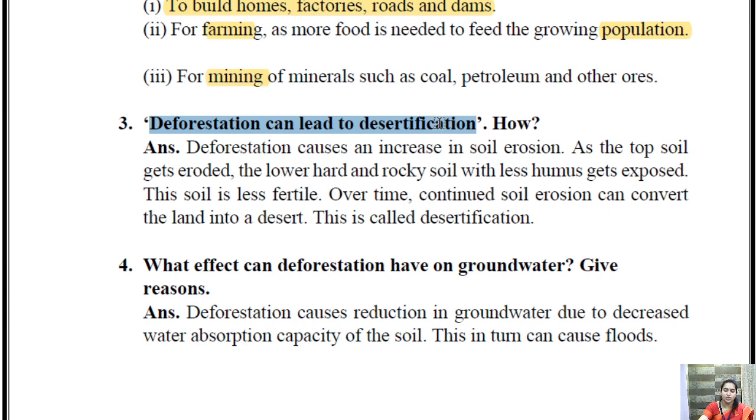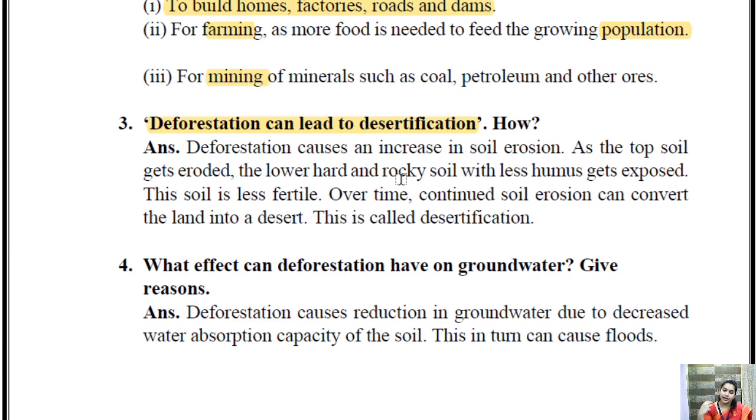Deforestation can lead to desertification. How? This top point, I think it is clear to you, but again I am explaining it. Deforestation means cutting down of trees, correct? So when we are cutting the trees, we are cutting them from their root. Getting my point? When we take the tree or plant from the root, what will happen? That portion of the soil will become loose.